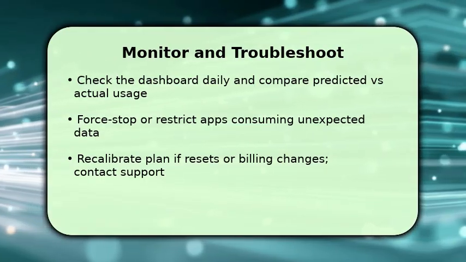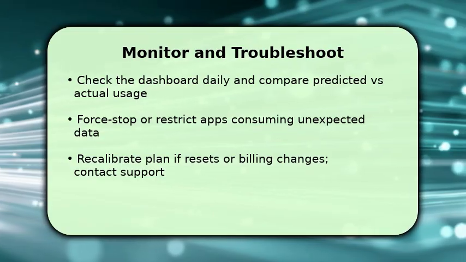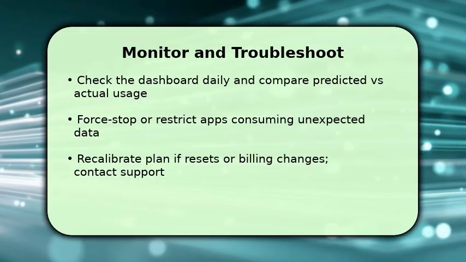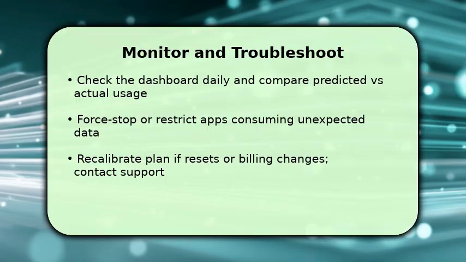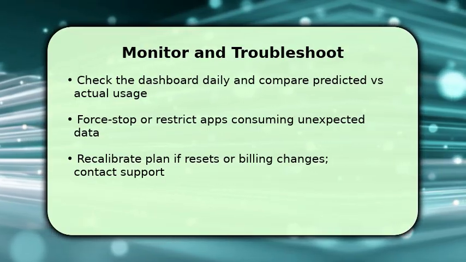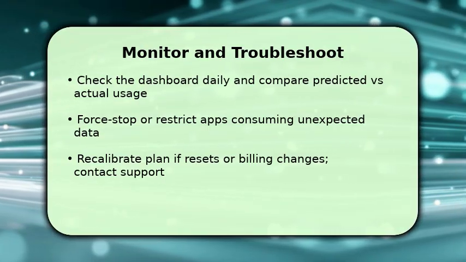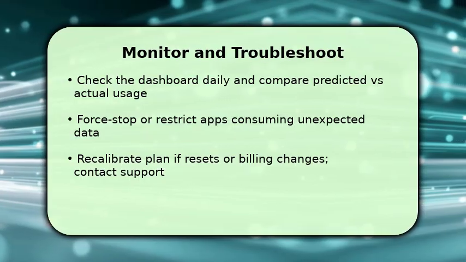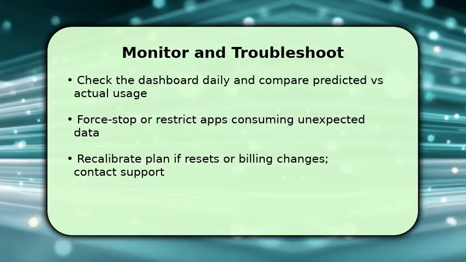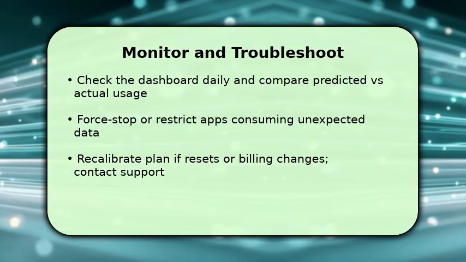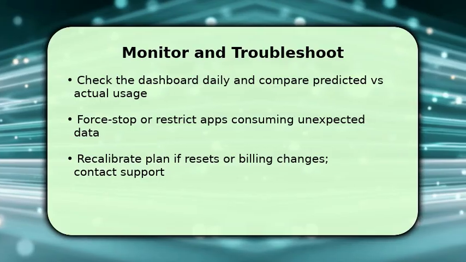If an app spikes data, force stop it or restrict its background access, and then recheck the totals so you don't overshoot. Finally, if numbers look wrong, recalibrate the plan settings or update the reset date. If problems persist, contact app support with a screenshot. They can sync records or fix permission issues quickly.